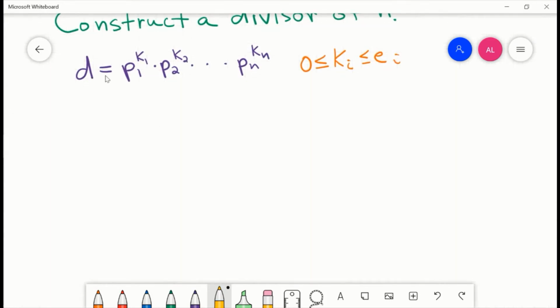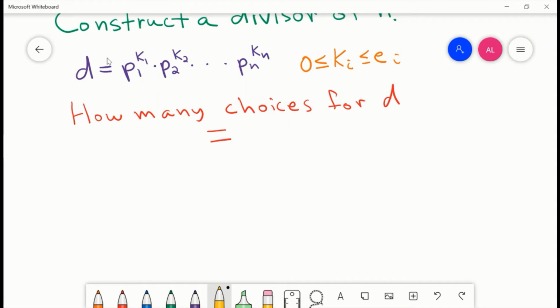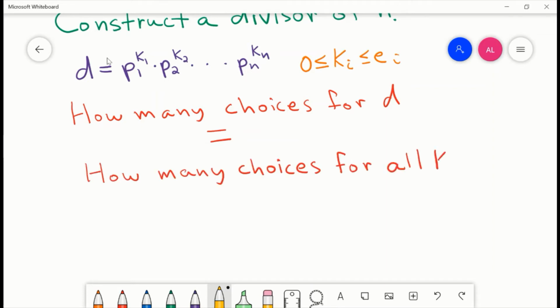So what we did is construct a divisor. Now our next question is, how many choices do we have for the divisors? Because that answers our original question. What is T of n? What is the number of divisors? And this is equivalent to saying, how can we choose all the k's? Okay, so let's answer that question.